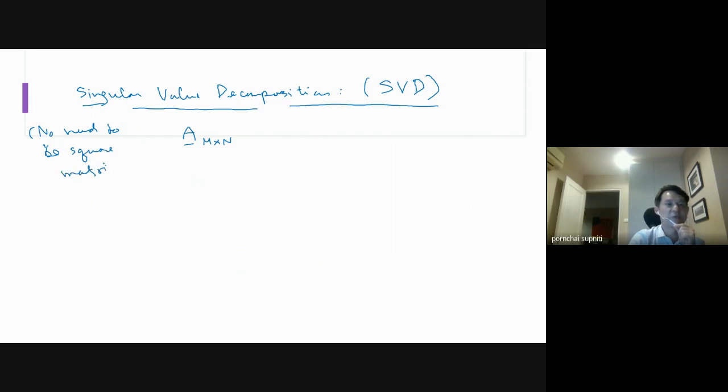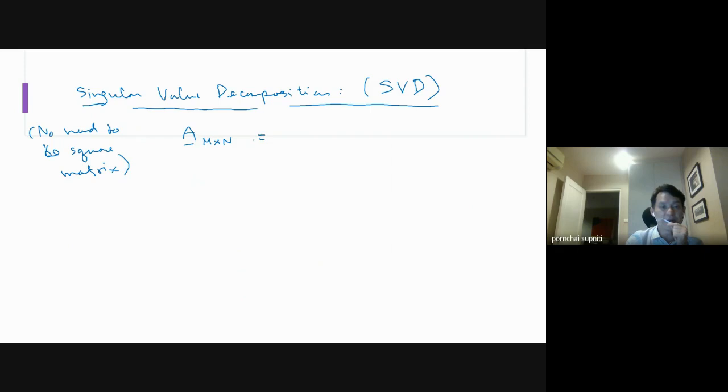Okay, so previously we looked at square matrices, right? And then we found the eigenvalues and also the eigenvectors, and then we can decompose in terms of the eigenvectors and also the eigenvalue matrix, right? But singular value decomposition goes further in the sense that you can decompose any matrix, which doesn't have to be a square matrix. Okay, and how do you decompose it?